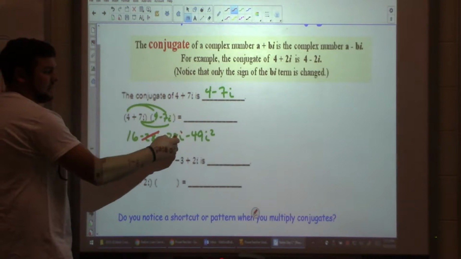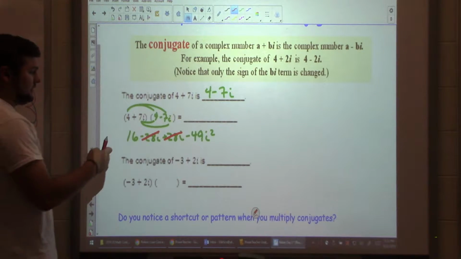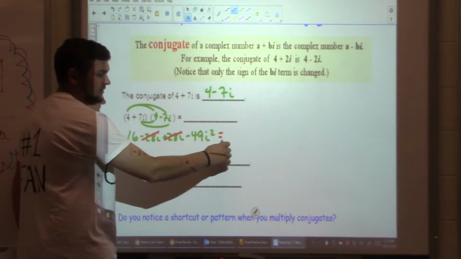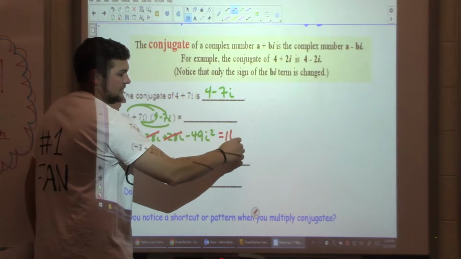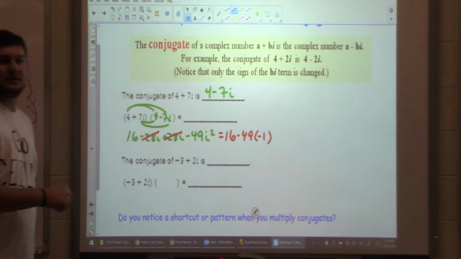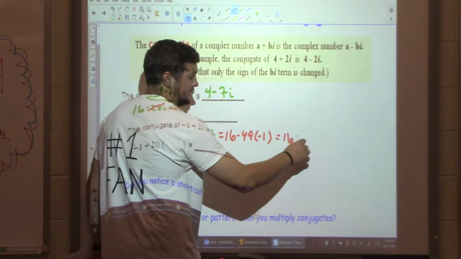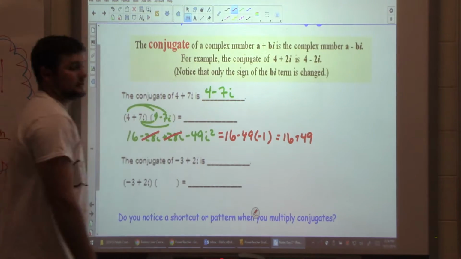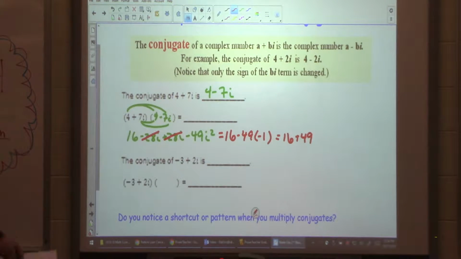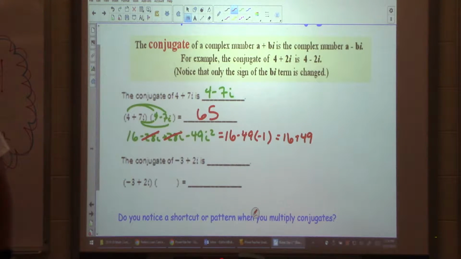What do you notice happens? The i's in the middle cancel out. Negative 28i plus 28i is 0. What happens to this i squared? It becomes negative 1. So 16 minus 49 times negative 1, which is 16 plus 49. What would that be? 65. Oh, interesting. There's no i's left in our answer.